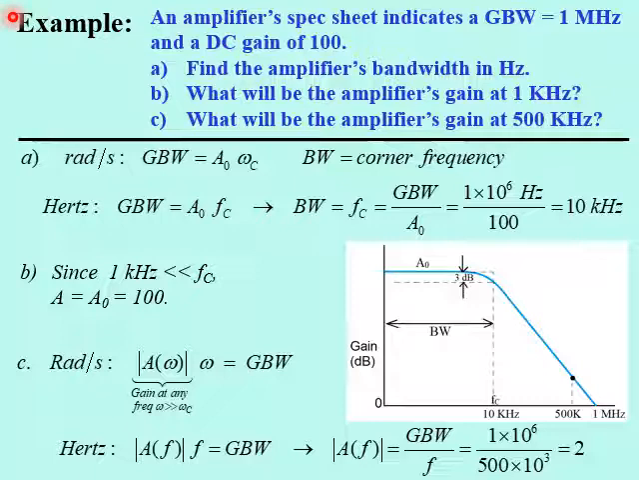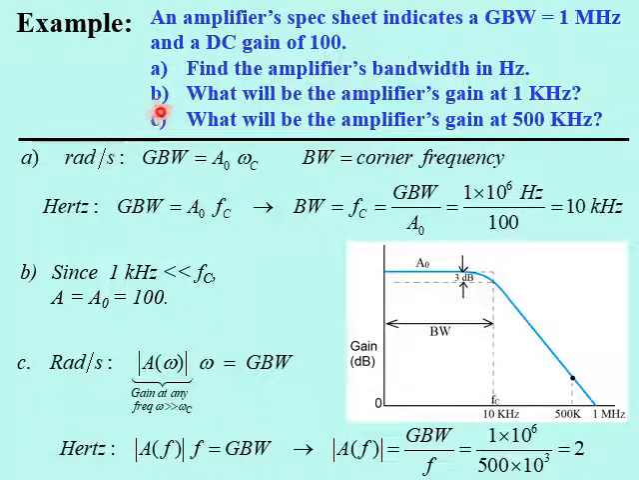Let's work through an example that applies some of the concepts that we just learned. Suppose an amplifier spec sheet indicates a gain bandwidth product of 1 megahertz, and it tells us the DC gain is 100. Part A, let's find the amplifier's bandwidth in hertz. Part B, what will be the amplifier's gain at 1 kilohertz? And part C, what will be the amplifier's gain at 500 kilohertz?